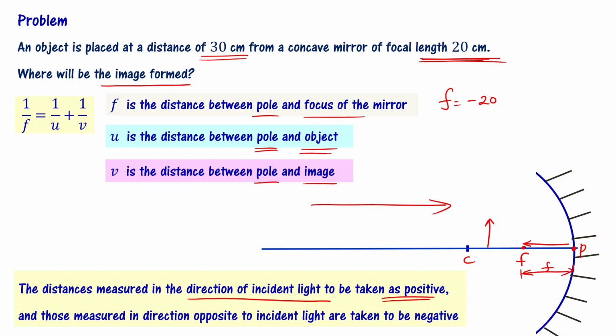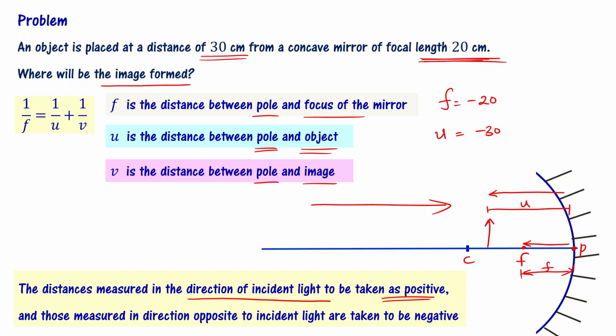Okay, u is the distance between pole and object. Let me say that this is the distance between pole and object. We denote that using u, and u is also going to be a negative number because we are measuring distance in this direction which is opposite to the incident light, right? So u is going to be -30.